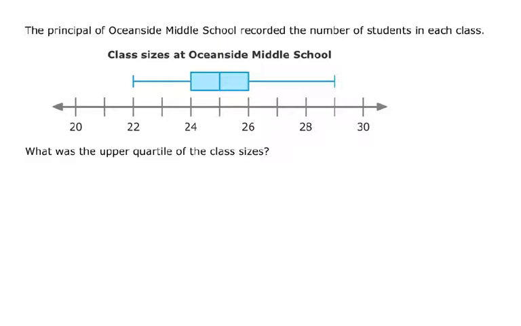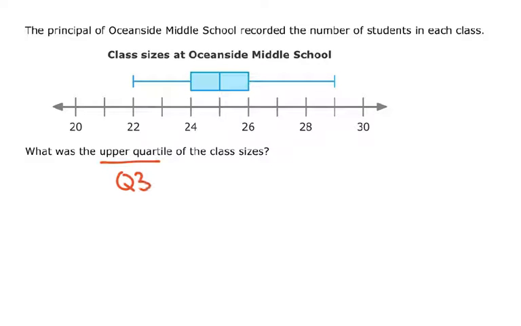You may not always be asked to just find the 5-number summary of a data set or a box plot. You may be asked to find specific information about a box plot. So these are 2 examples that you're not going to see on your paper, but I want to go ahead and get to these now. This one says the principal of Oceanside Middle School recorded the number of students in each class, and the question's asking about the upper quartile of the class sizes. The upper quartile is Q3.